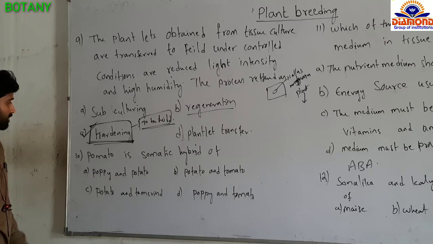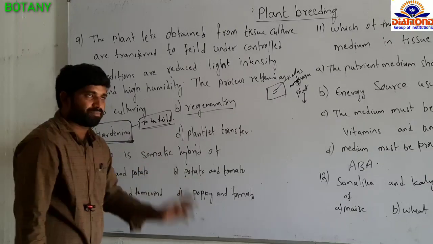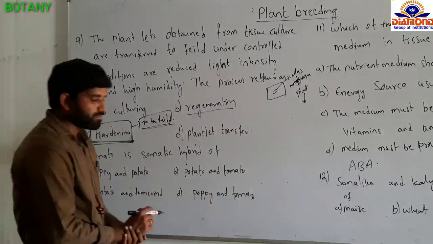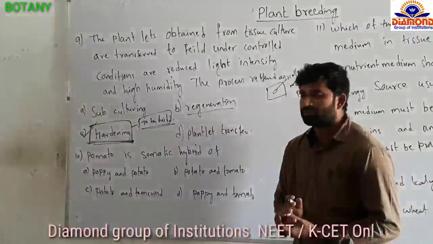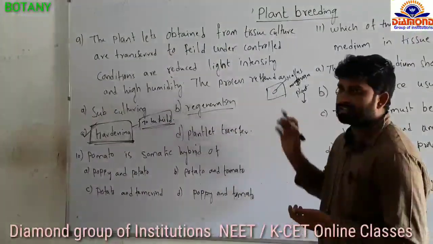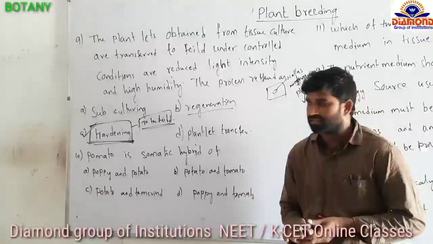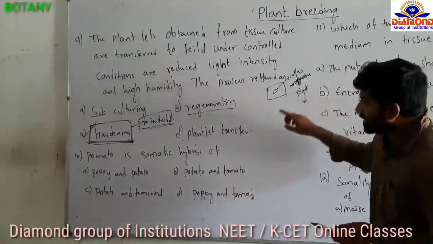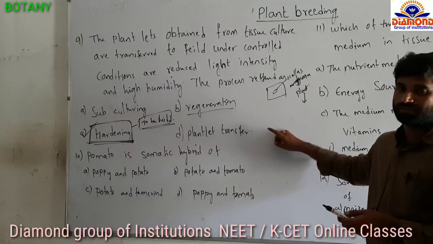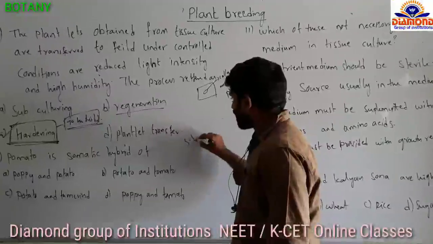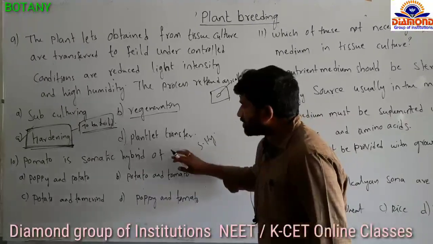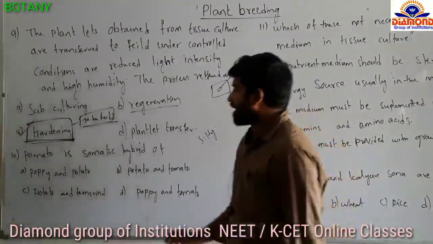And next, the 10th one: tomato is a somatic hybrid of. Most of the questions will come from plant breeding, that is the steps involved in plant breeding, high yielding disease resistant varieties or insect resistant varieties. The other topic is applications of tissue culture. One application of tissue culture is the somatic hybridization mechanism. One somatic hybrid is the tomato.